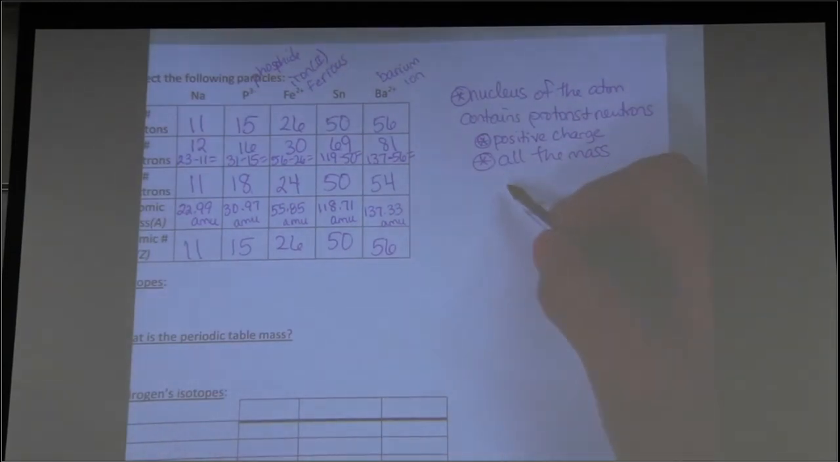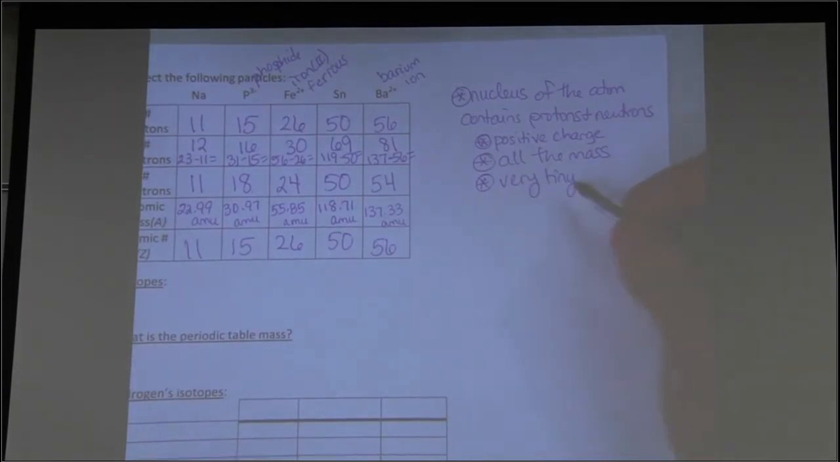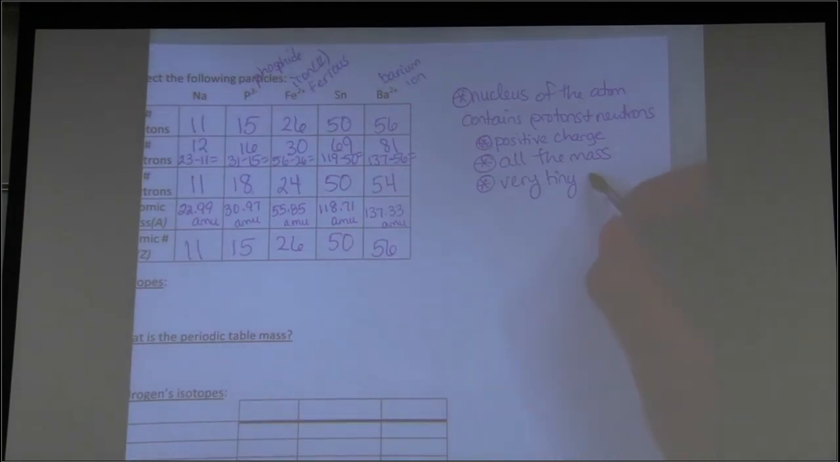Now, the thing you don't know, you knew all the mass was there. You knew it was positive. What you don't know is that the nucleus is very tiny. If something has all the mass, but it's tiny, what is it? It's very dense. Very tiny and very dense.